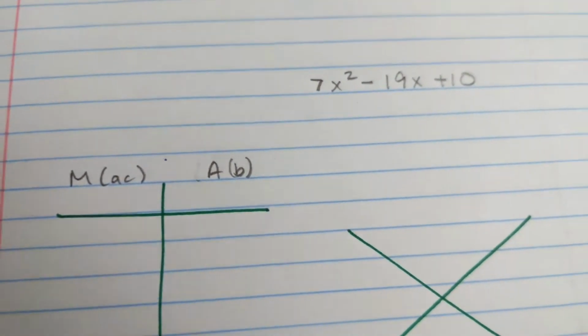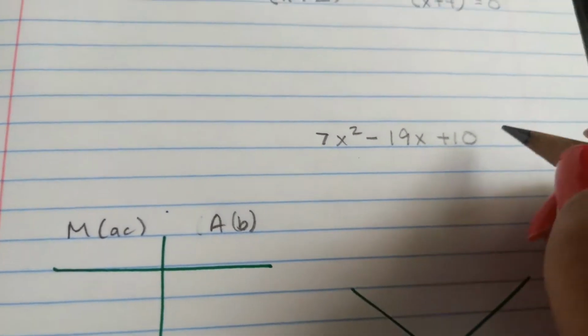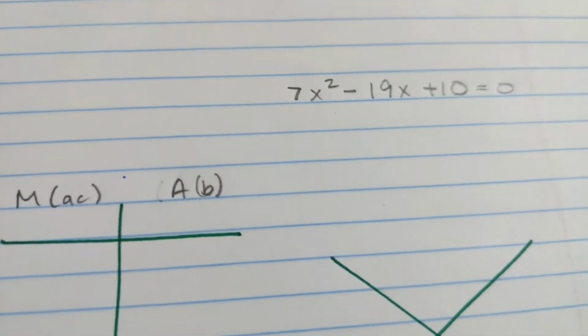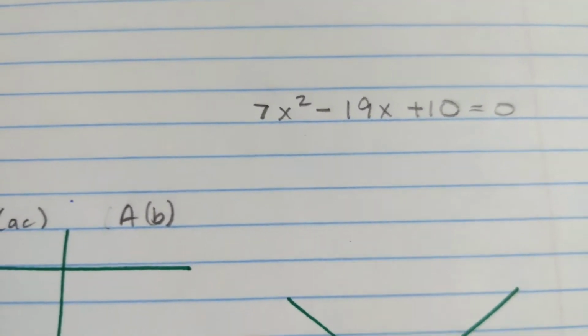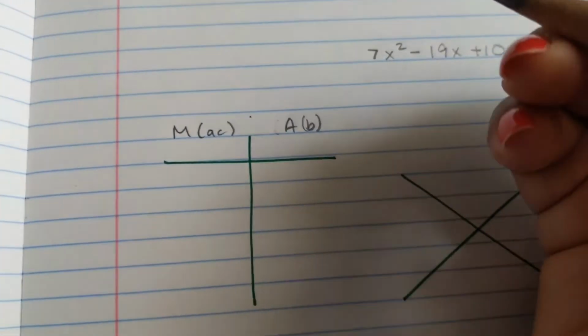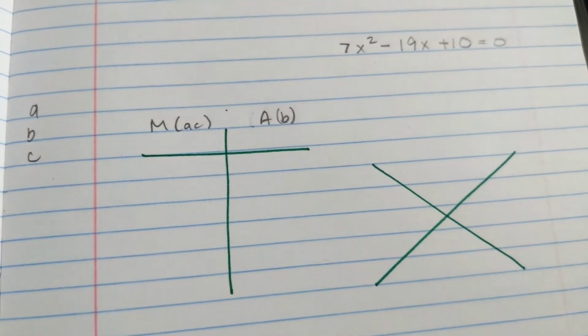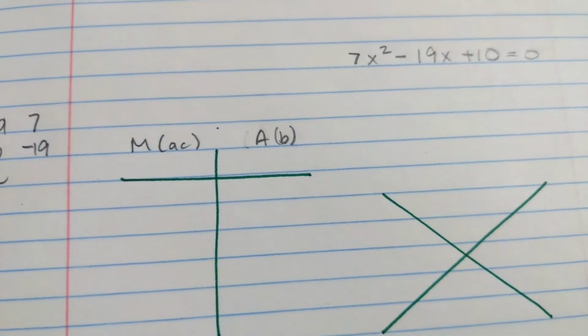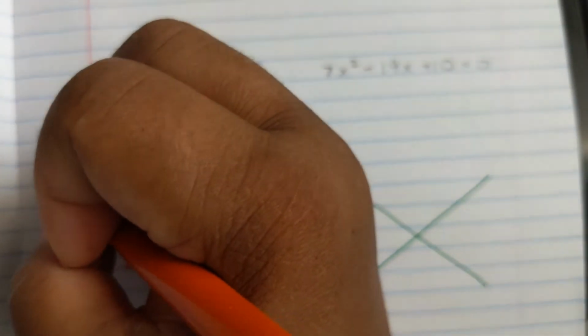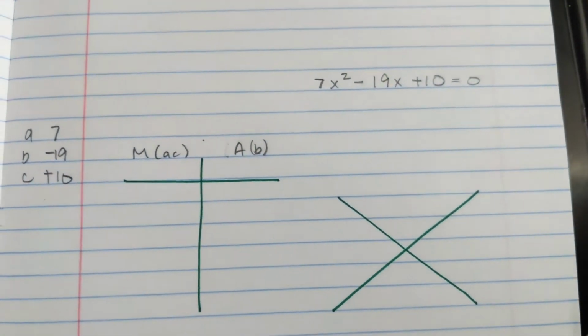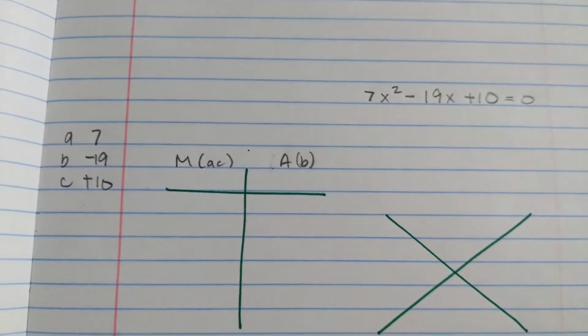So once again, here I have my quadratic equation, and this is going to be equal to 0. And so I have 7x squared minus 19x plus 10 equals 0. We start by identifying our a, b, and c. So off to the side, a, b, c. My a value is going to be 7. My b value is negative 19, and my c value is a positive 10. Once again, don't forget to respect the signs, put the signs along with it.